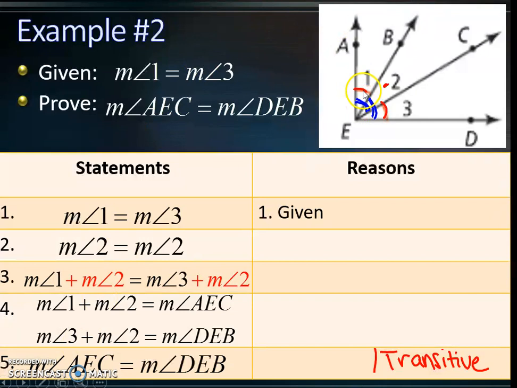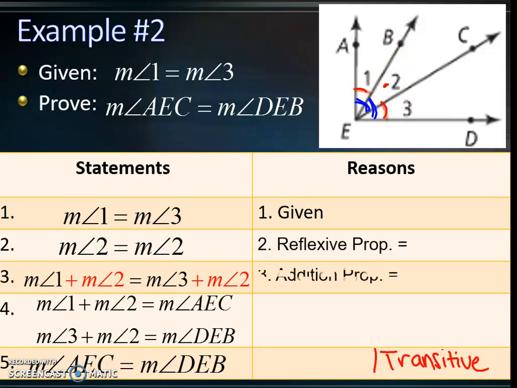Given is angle 1 equals angle 3. Prove angle AEC is equal to angle DEB. The statements are going to be written for you. You just have to write the reasons, okay? So right here, angle 1 and angle 3 are equal to each other. That's a given statement. So write given as a reason, number 1. Number 2, you're going to write reflexive property of equality because angle 2 is equal to angle 2, the measurement. That's true. The middle is the same.